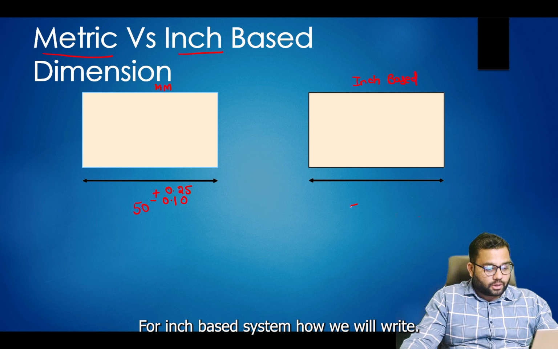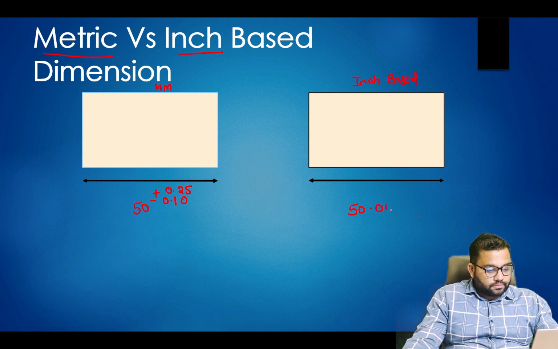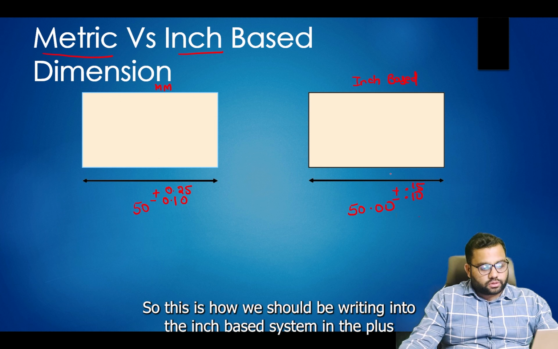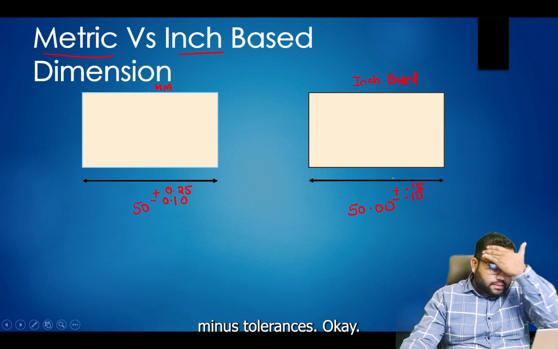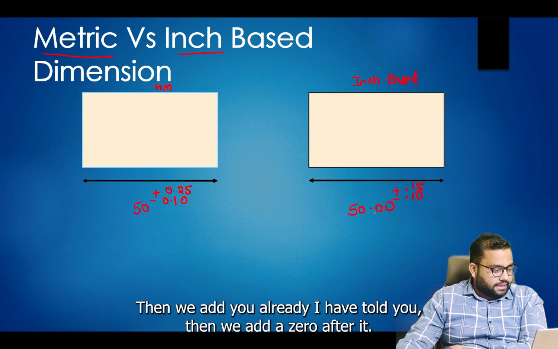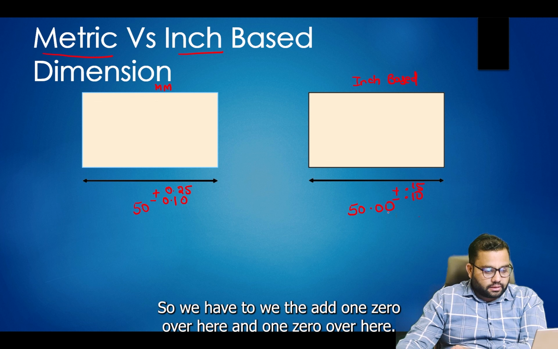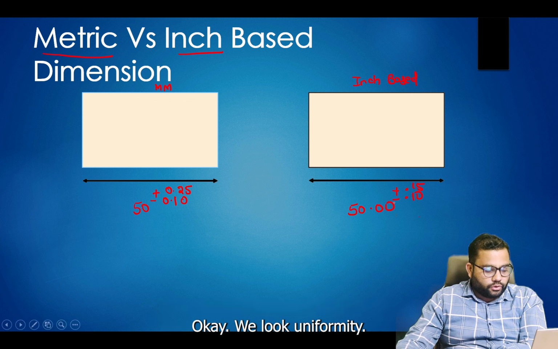For inch based system, how will we write? Minus 0.10 plus 0.15. Okay, so this is how we should be writing into the inch based system in the plus minus tolerances. Then, as I have told you, we add a 0 after it. If it is a 2 value, that 10 and 15, so we have to add 10 over here and 10 over here, okay, to look uniform.